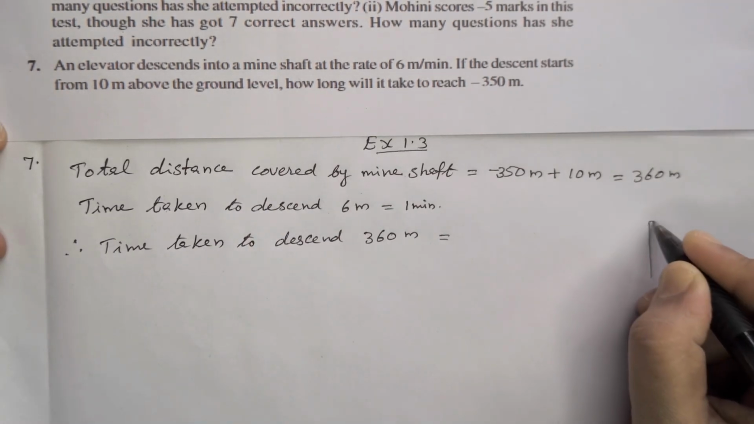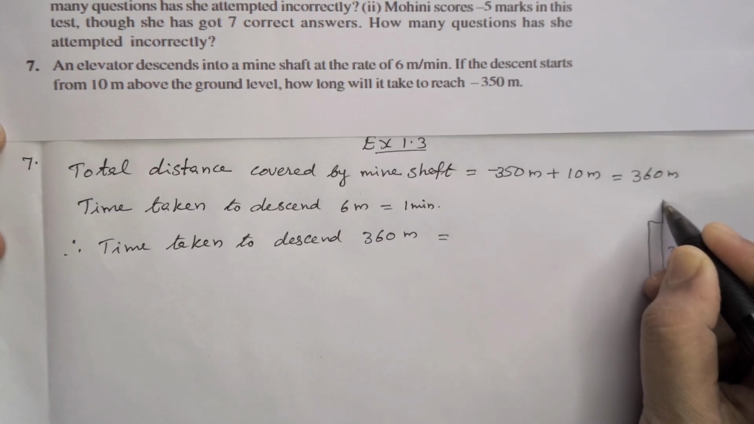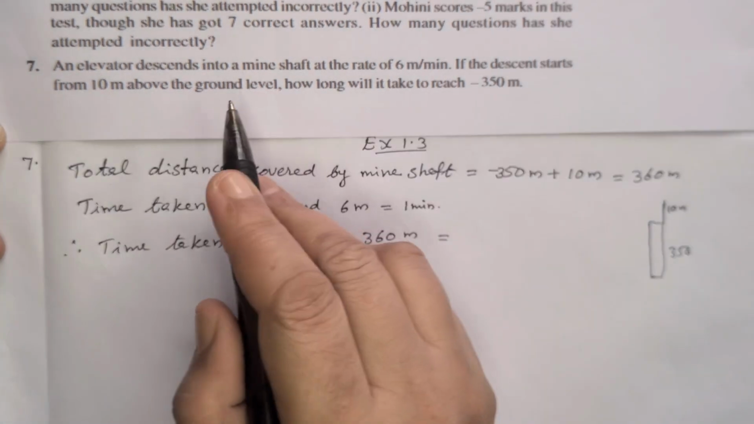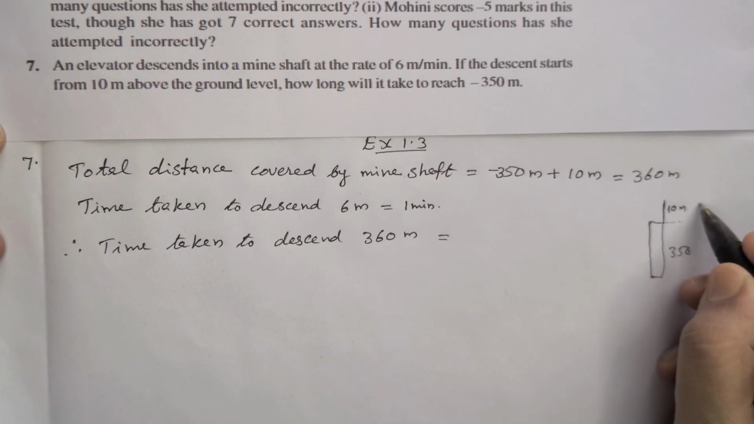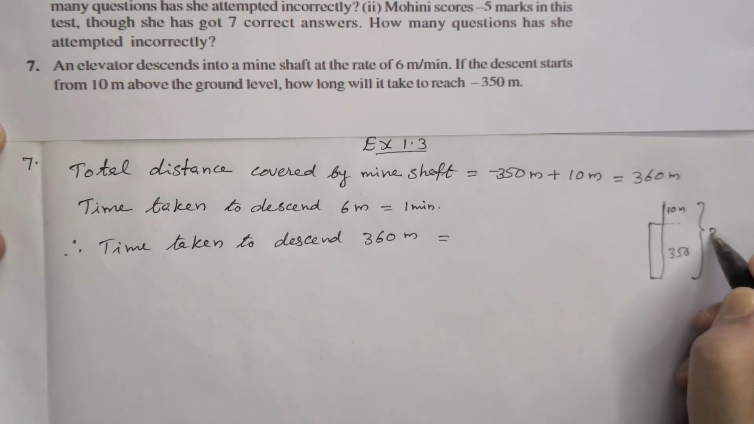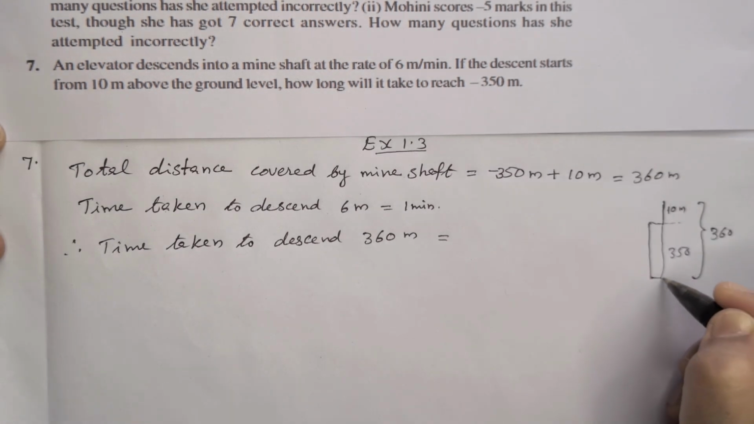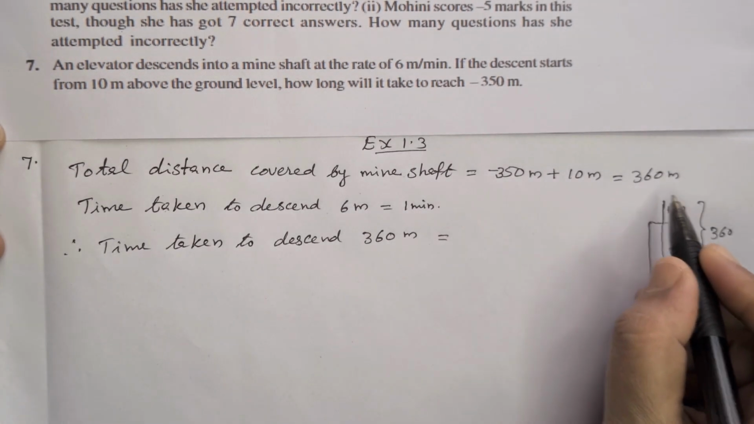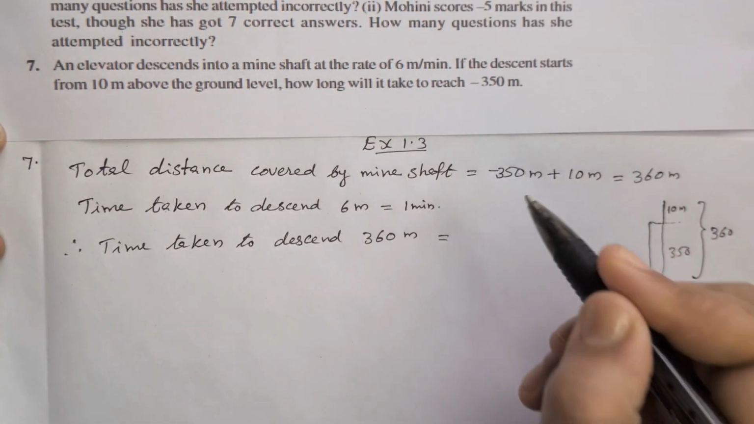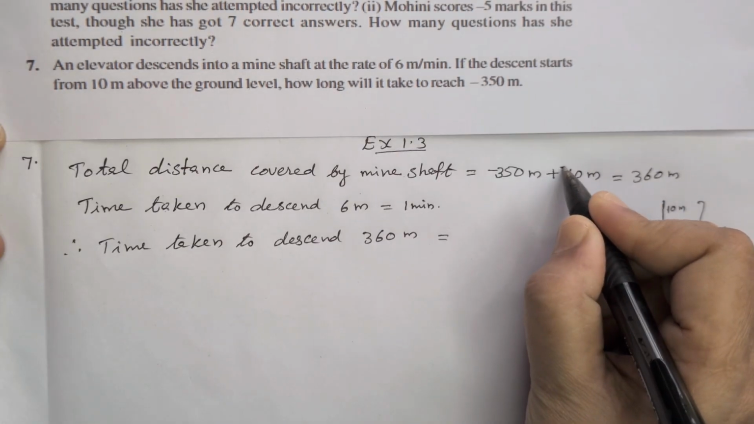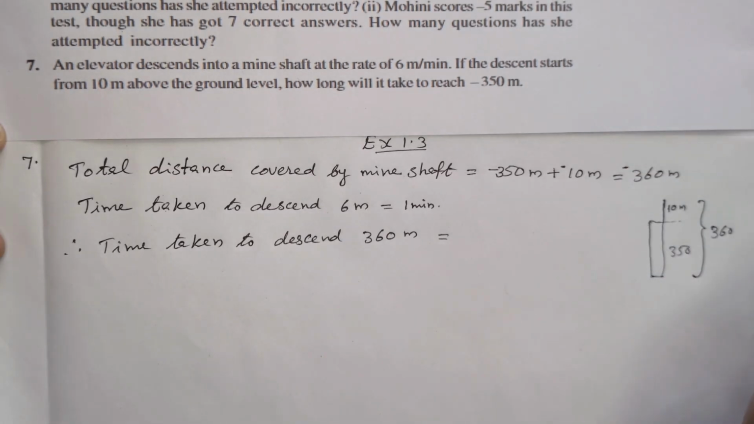So if it is minus 350, this was 350, and it is starting 10 meters above the ground level. This is the ground level and 10 meters above. So the elevator goes down a total of 350 plus 10, 360 meters. Minus 350 is representing it's going down, and the 10 meters from the top also it is going down, from where it is starting. So we can put a minus sign for that also.